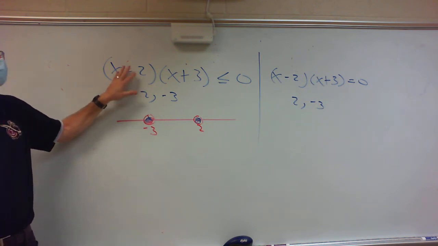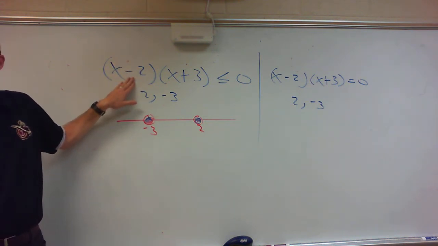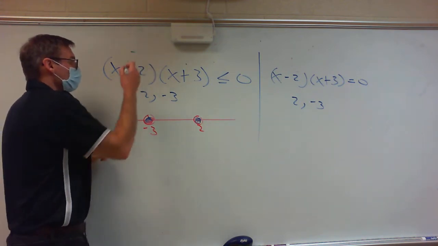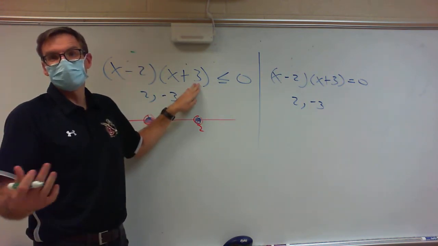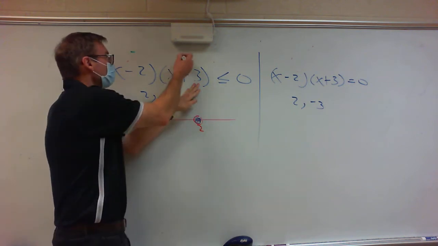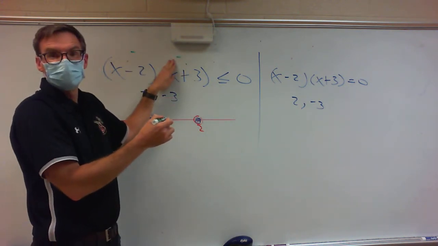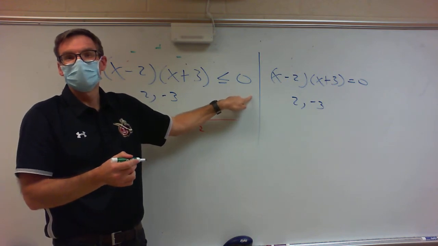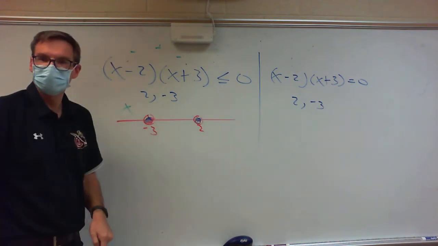-100 minus 2. Is that going to be a positive or a negative number? Negative. Pretty easy to figure that part out, isn't it? So this is going to be a negative number. -100 plus 3, is that going to be positive or negative? Negative. Negative times negative is? Positive. Is a positive number less than 0? No. Okay, this doesn't work.